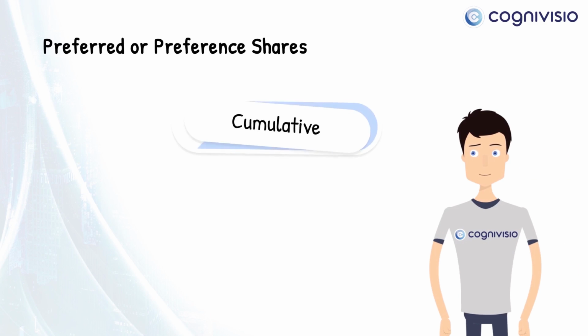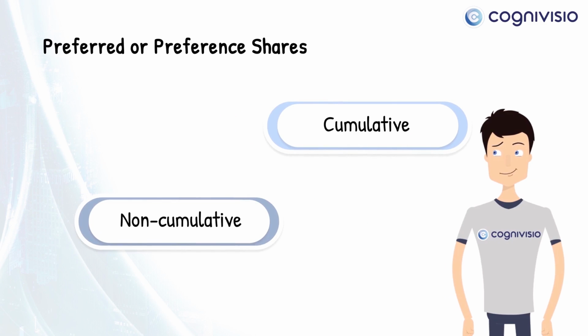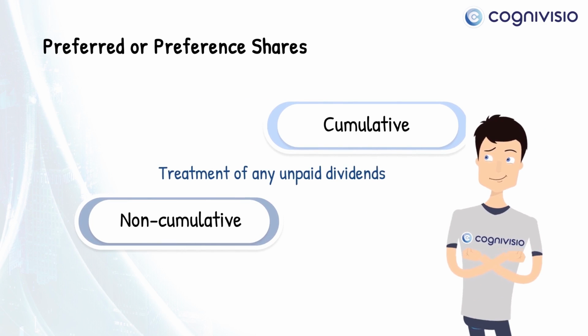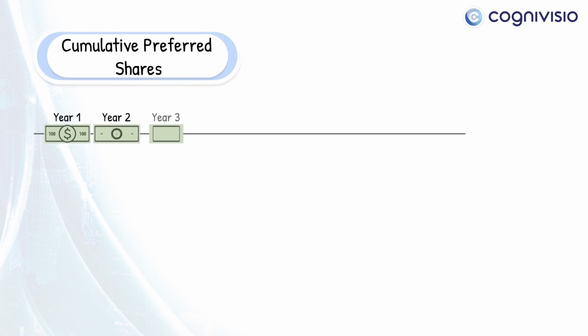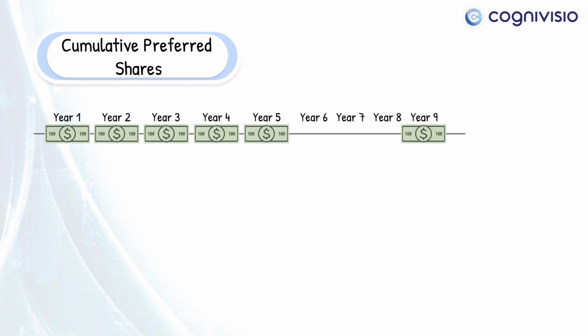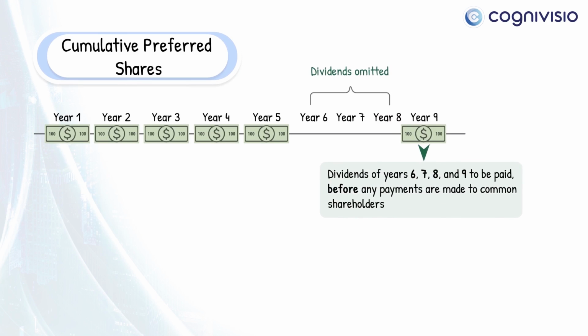Preferred shares can be cumulative or non-cumulative in relation to the treatment of any unpaid dividends. For cumulative preferred stock, if the company doesn't pay the preferred dividends in a year or more, any unpaid dividends must be accumulated and paid to preferred shareholders before any payments are made to common shareholders.